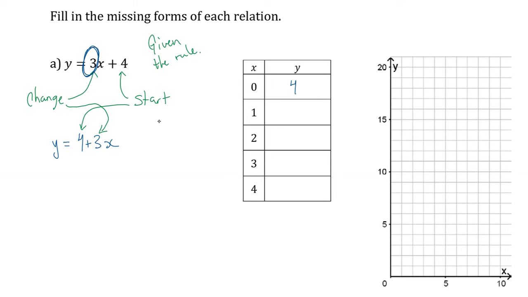If it was a negative 3, I'd be going down. It's a positive 3, so I'm going up. So 4 plus 3 is 7. 7 plus 3 is 10.